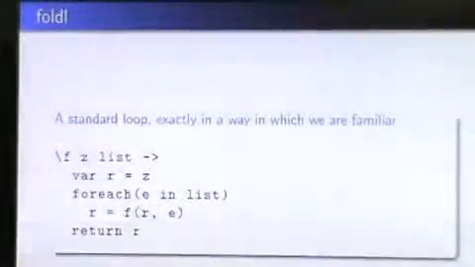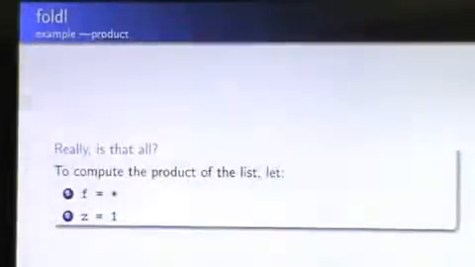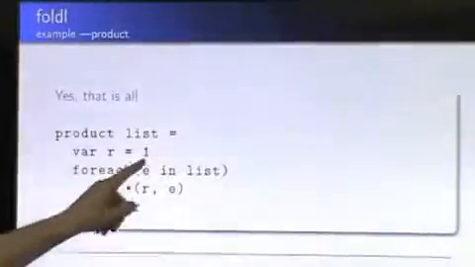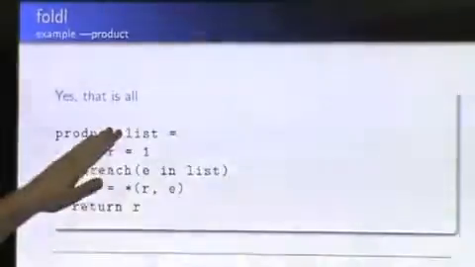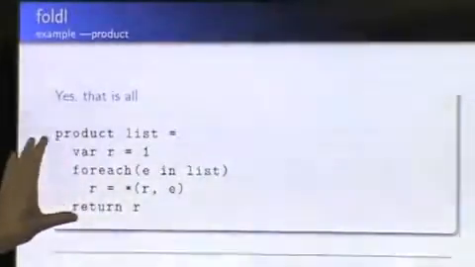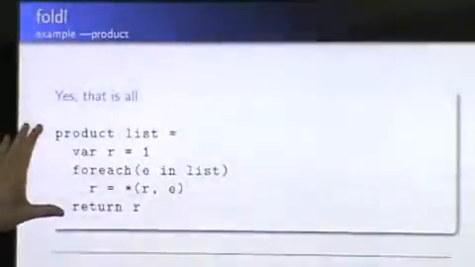Pardon? We just saw it. No, you didn't. You were looking that way. So that would be multiplication, and that would be 1. Alright? So multiplication and 1. Everyone agrees that's going to multiply the whole list.